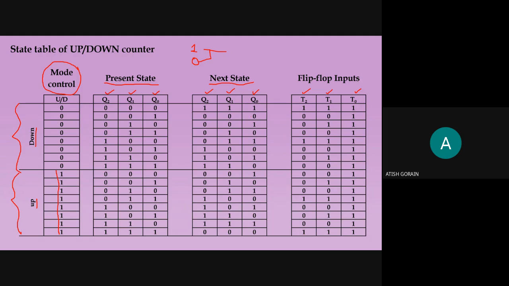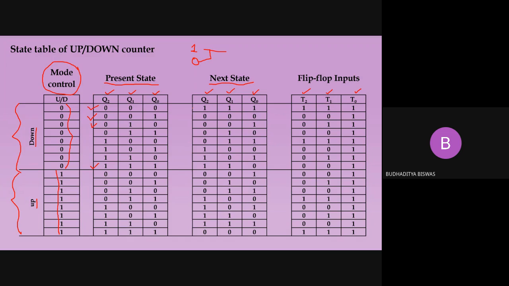Yes, sir. Okay. So now the first 8 rows will count in the down sequence, because in the first 8 rows you see the up down switch is placed at 0. So first you need to write the 3-bit combinations, that is 0, 1, 2 up to 7. So 0 to 7, a total of 8 possible combinations. I just write them in this particular column.